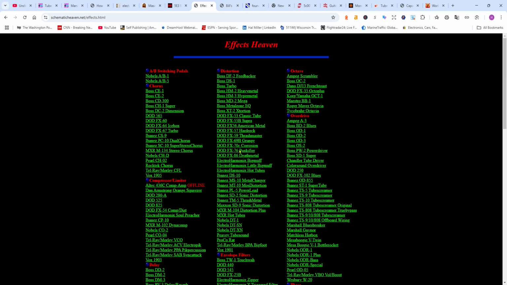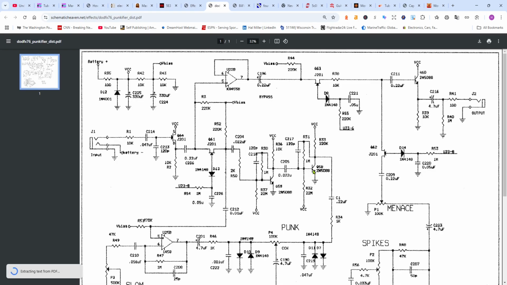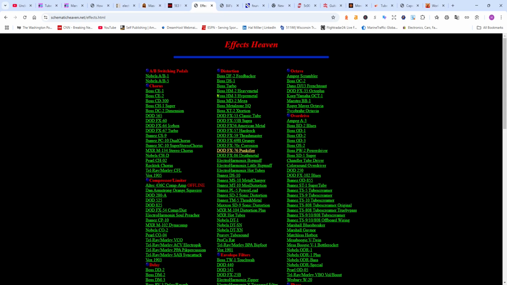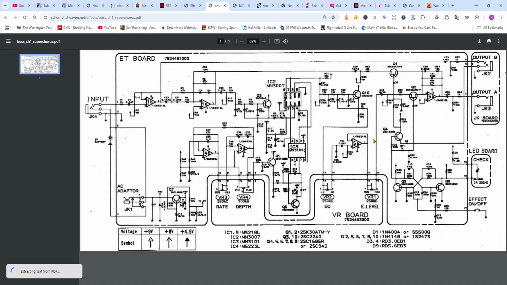How about effects? Effects schematics. Stuff like this is just fantastic to have. And there's a lot of pedal builders out there. I'm not one of them. That's a rabbit hole that I have not gone down intentionally, but I know there's a lot of people out there building pedals. So you've got the schematics right here at Schematic Heaven.